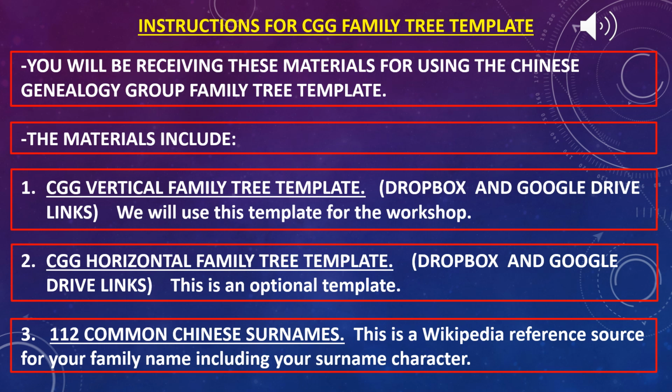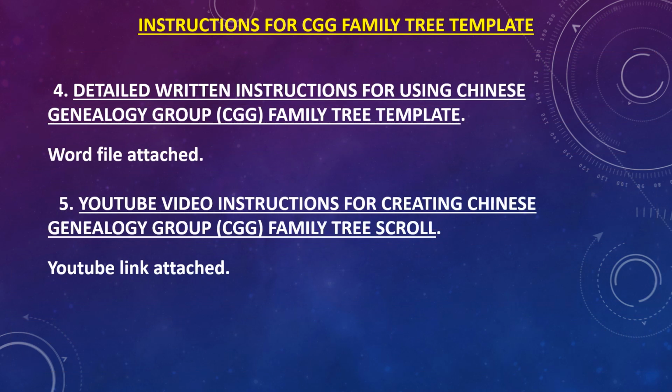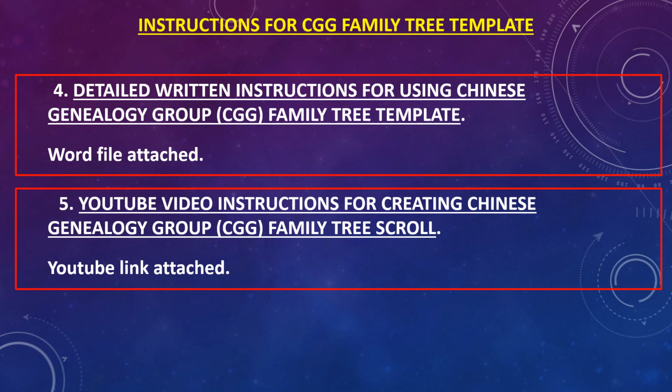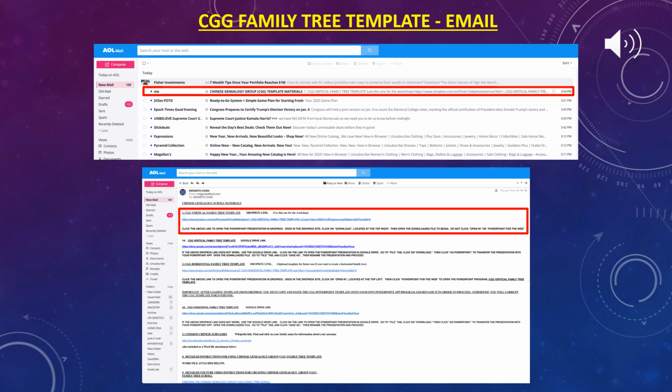3. 112 Common Chinese Surnames. This is a Wikipedia reference source for your family name including your surname character. 4. Detailed instructions for using Chinese Genealogy Group, CGG, Family Tree Template, Word file attached. 5. YouTube video instructions for creating Chinese Genealogy Group, CGG, Family Tree Scroll, YouTube link attached. CGG Family Tree Template, email.